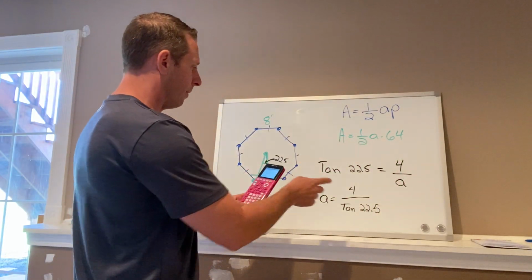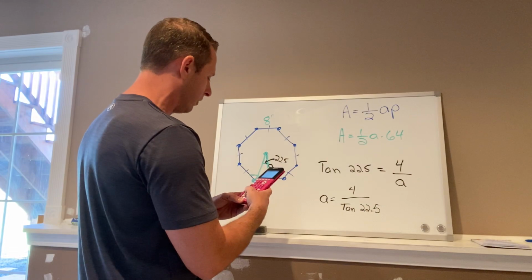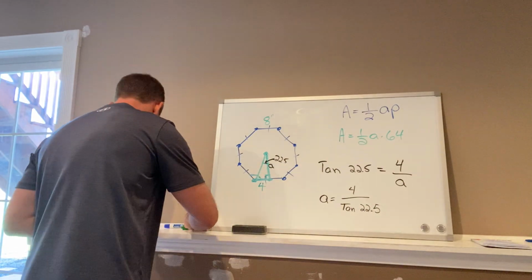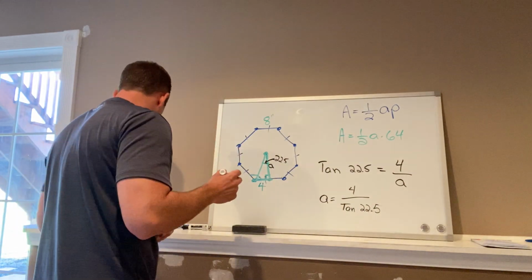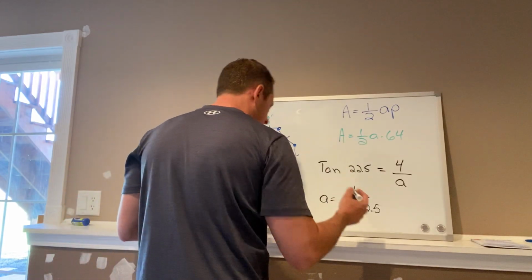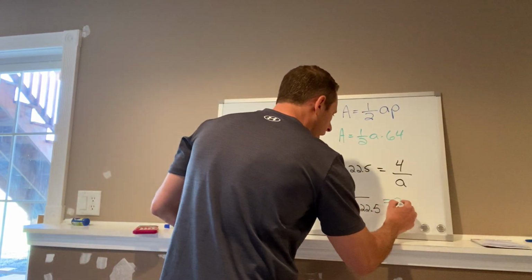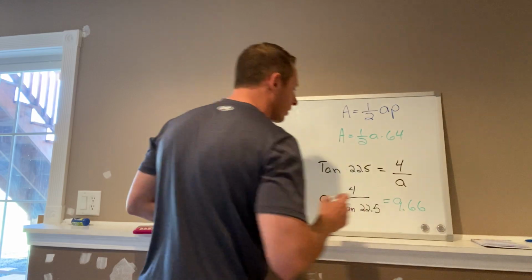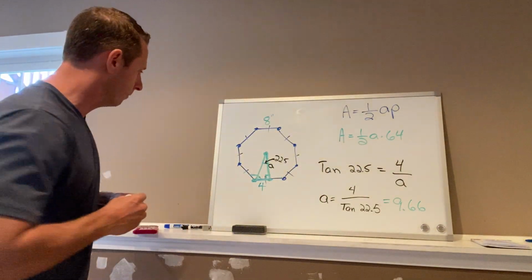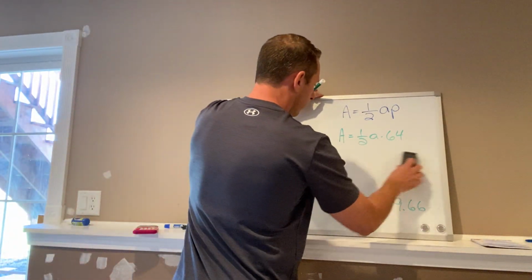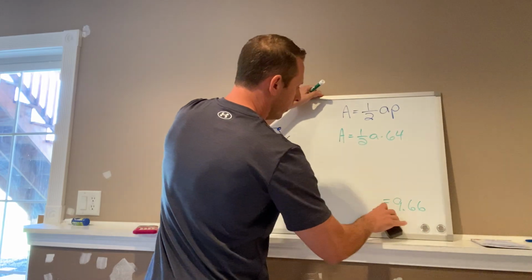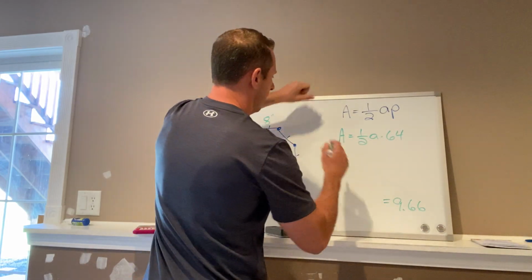4 divided by tangent 22.5, enter. 9.65, 9.66. 9.66. That's the apothem. What do we do with that? Plug it in right there.